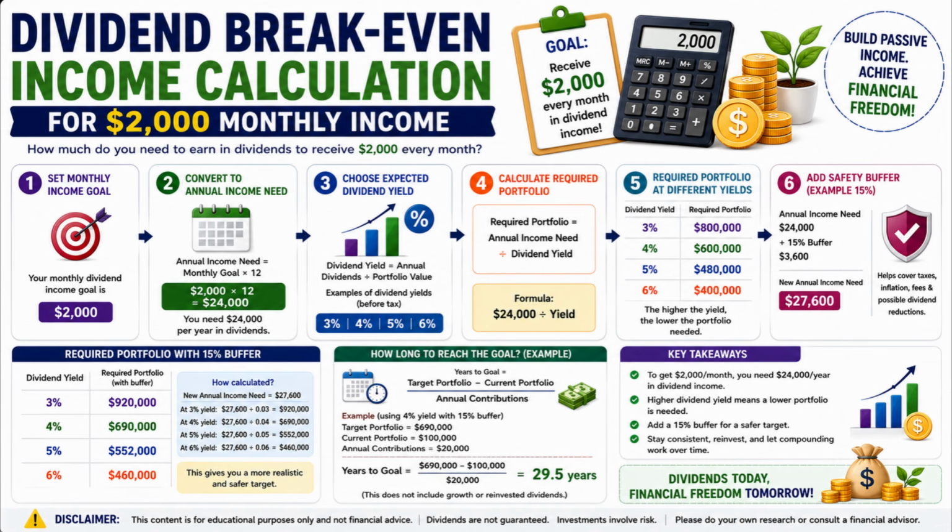After that, estimate how long it may take to reach the goal. The formula is target portfolio minus current portfolio, divided by annual contributions. For example, using a 4% yield with a 15% buffer, the target portfolio is $690,000. If the current portfolio is $100,000, then the remaining gap is $590,000. If annual contributions are $20,000, then $590,000 divided by $20,000 equals about 29.5 years.